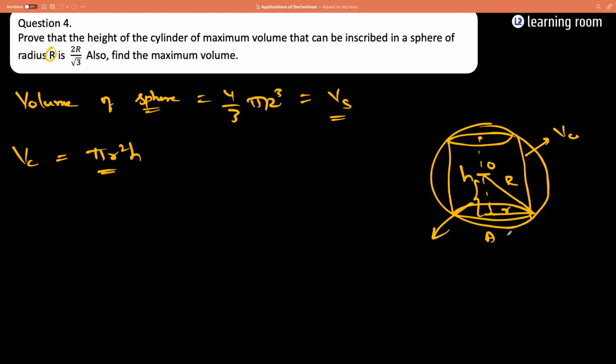Look at the symmetry and tell me. H minus R. It will be OA equals h by 2, half of the height of the cylinder. Now you have the right angle triangle. So R square is equal to h square by 4. Sorry.